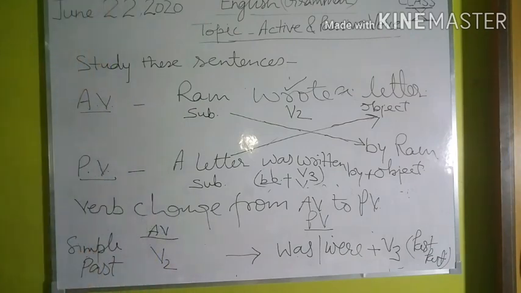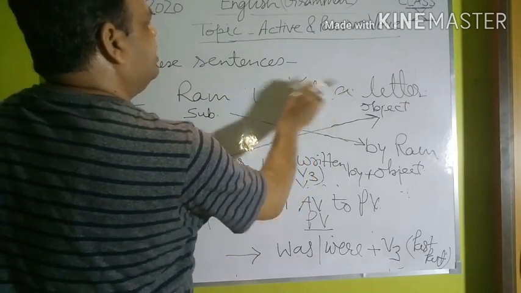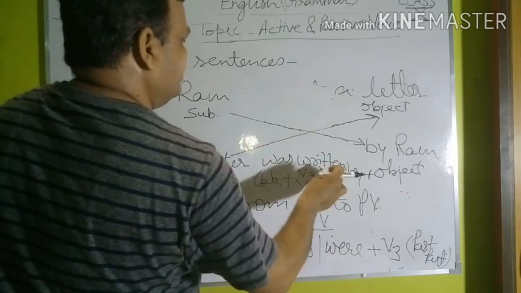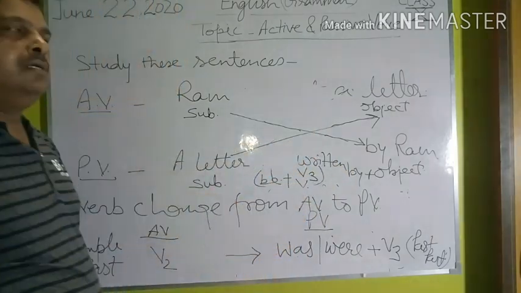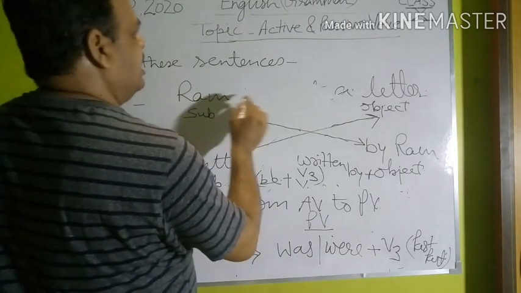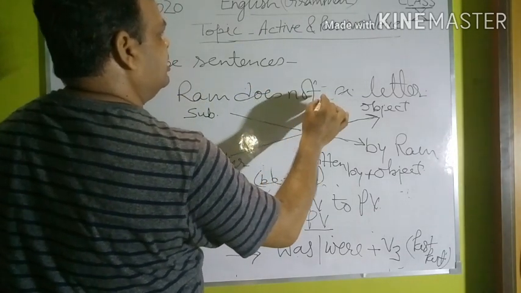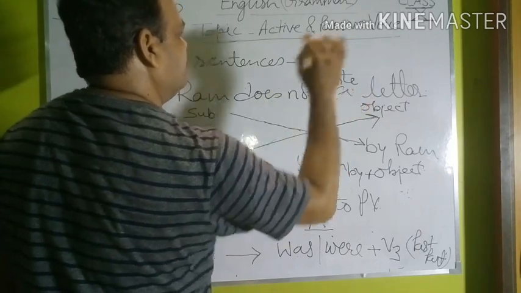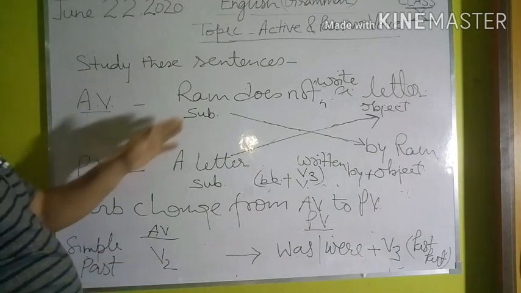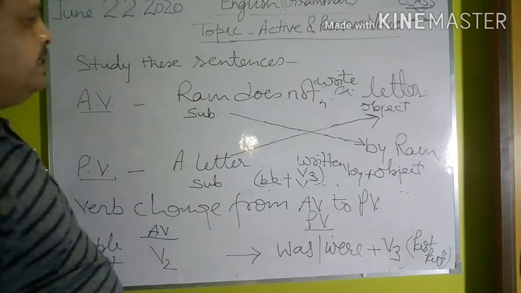I will analyze the structure of negative sentences also. First of all, I will take present indefinite tense in negative form. Let us see what changes are done here. I write the same sentence: Ram does not write a letter. Try to understand this. Here we have used the negative structure of simple present tense.